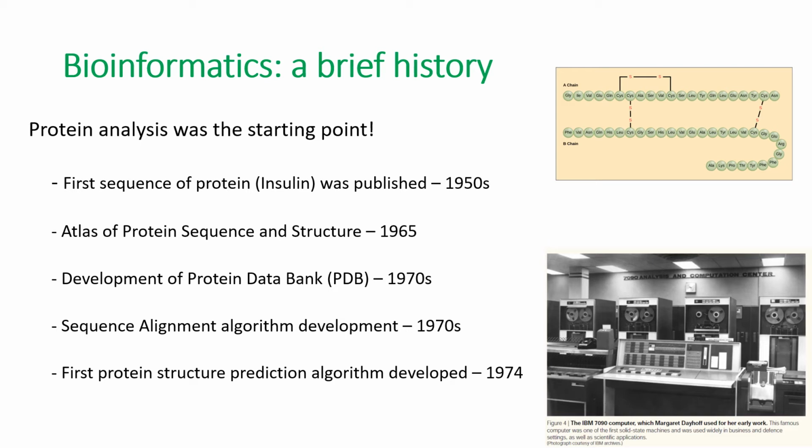Then in the 1970s, the first sequence alignment algorithms were developed. We will discuss why sequence alignment algorithms are useful, how they are useful, and how they actually work. The first sequence alignment algorithms were the Smith-Waterman and Needleman-Wunsch algorithms, developed in the 1970s. And the first protein structure prediction algorithm was developed in 1974 by Chou and Fasman. So this is a brief timeline.